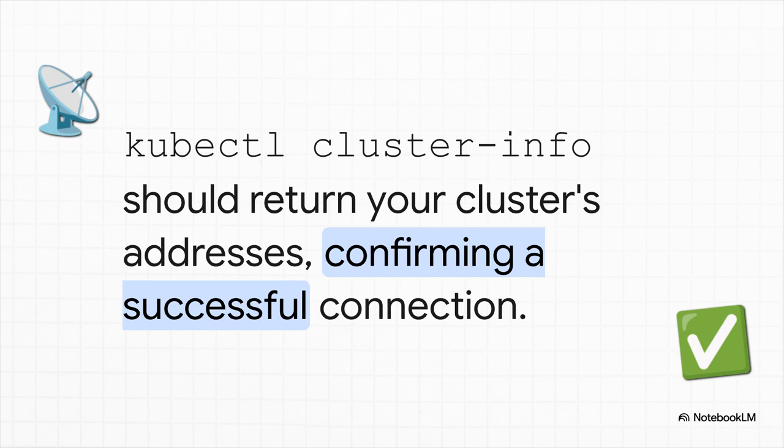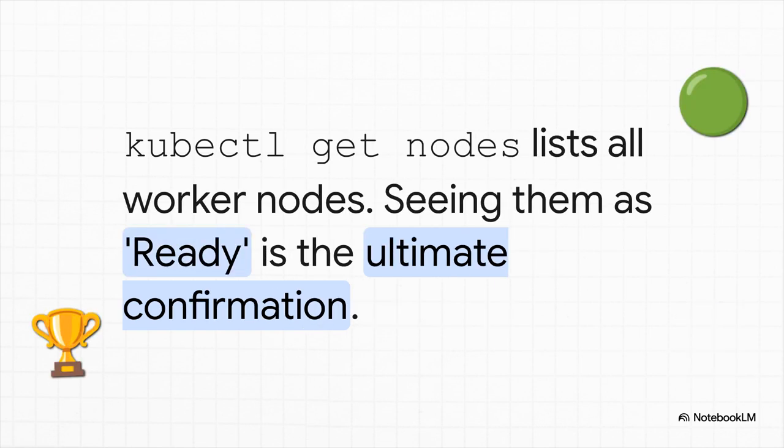We have a signal. But here comes the real proof, the ultimate confirmation. We're going to run kubectl get nodes. When this command comes back with a list of all your worker nodes, and you see that beautiful Ready status next to them, that's it. You've done it. That is definitive proof that your factory manager has full visibility and command over its entire fleet.